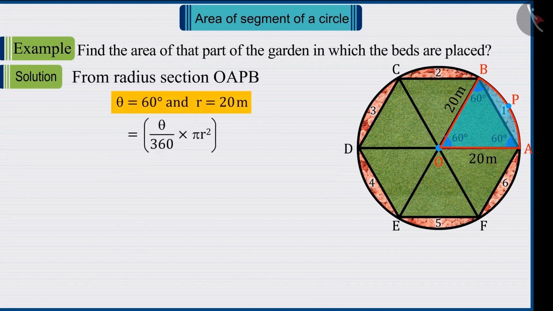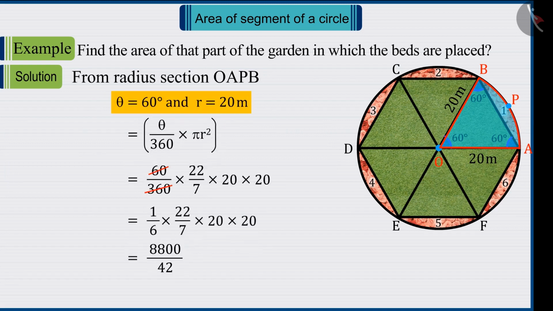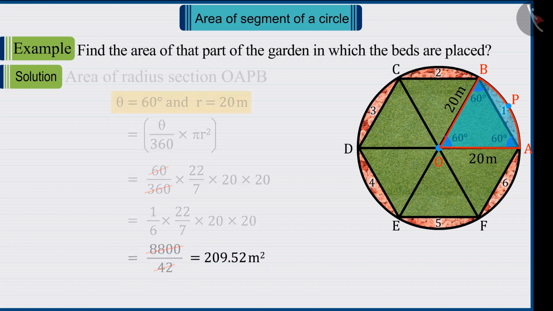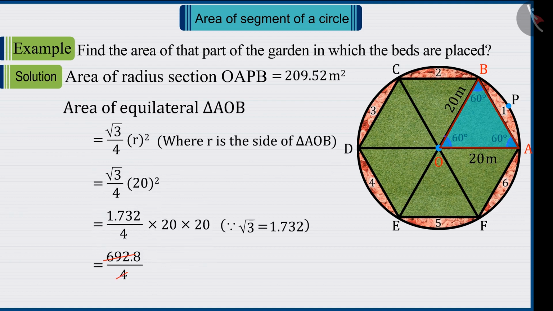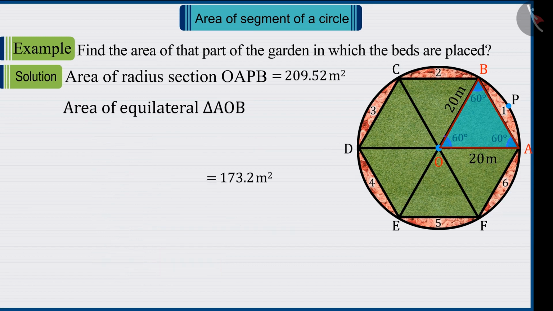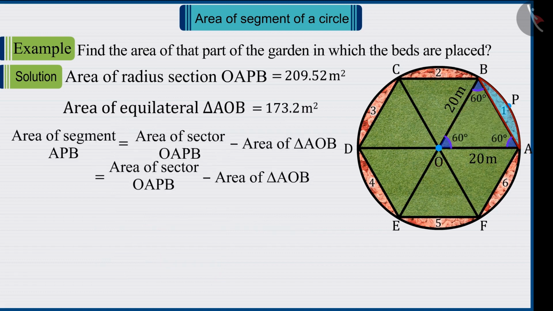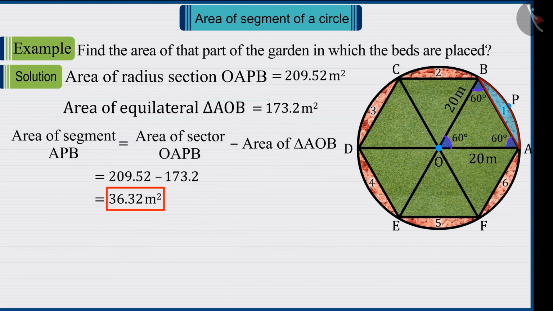In the formula of area of the sector, when the values of theta and radius are placed and solved, the area of sector OAPB is found to be 209.52 square meters. While for the area of the equilateral triangle, putting the value of the side as 20 gives the area of triangle AOB as 173.2 square meters. On solving, the area of the segment APB is 36.32 square meters.